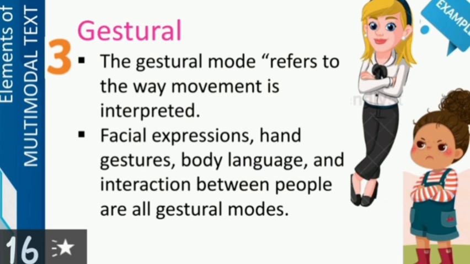Next is gestural. It refers to the way movement is interpreted, such as facial expressions, hand gestures, body language, and interaction between people. As you notice in our example, we have two people with the same posture, but their difference is their facial expression. The little girl is wearing a frown, while the other one, even if she's crossing her arms, is still smiling. The same posture but different expression gives another meaning.